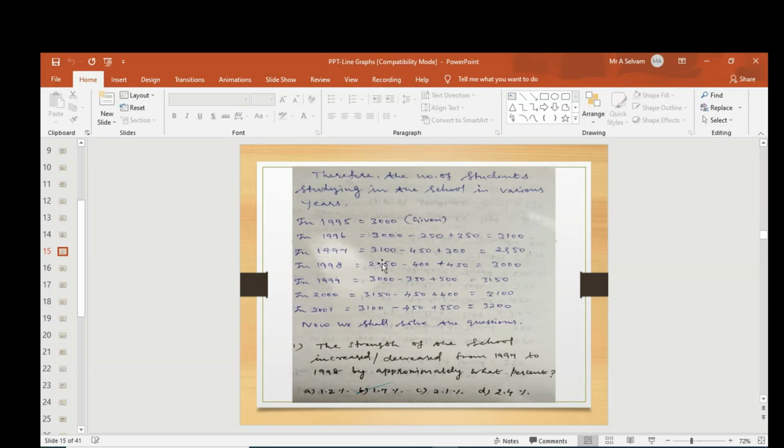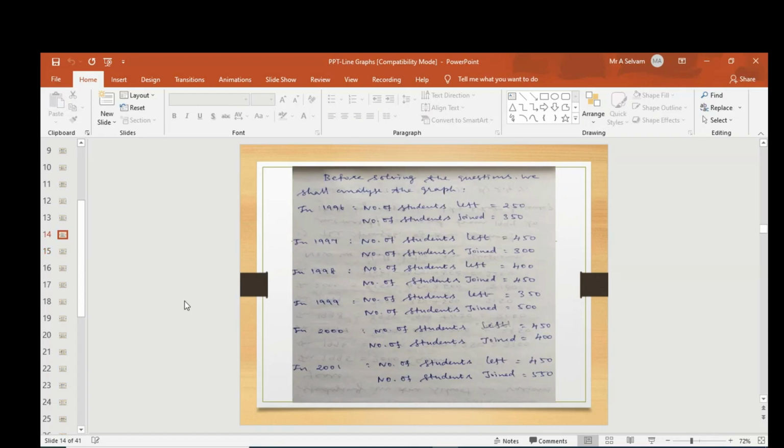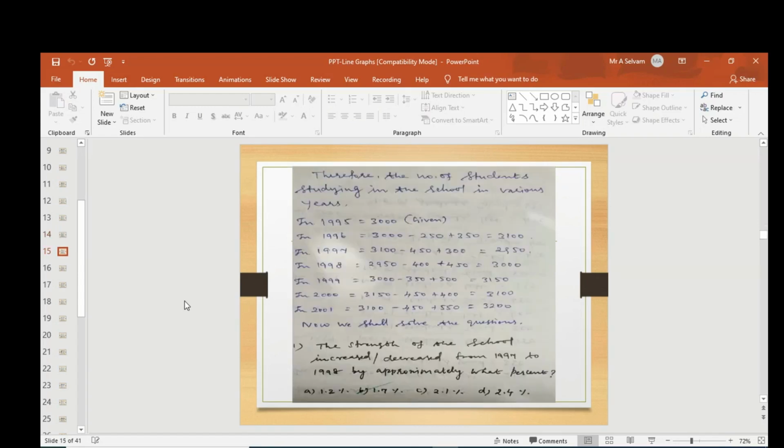Likewise, in 1997, 2,950 students are there. In 1998, 3,000 students. In 1999, 3,150 students. In 2000, 3,100 students. In 2001, 3,200 students. So this is the interpreted data, the interpreted values. Hereafter we move on to the questions.